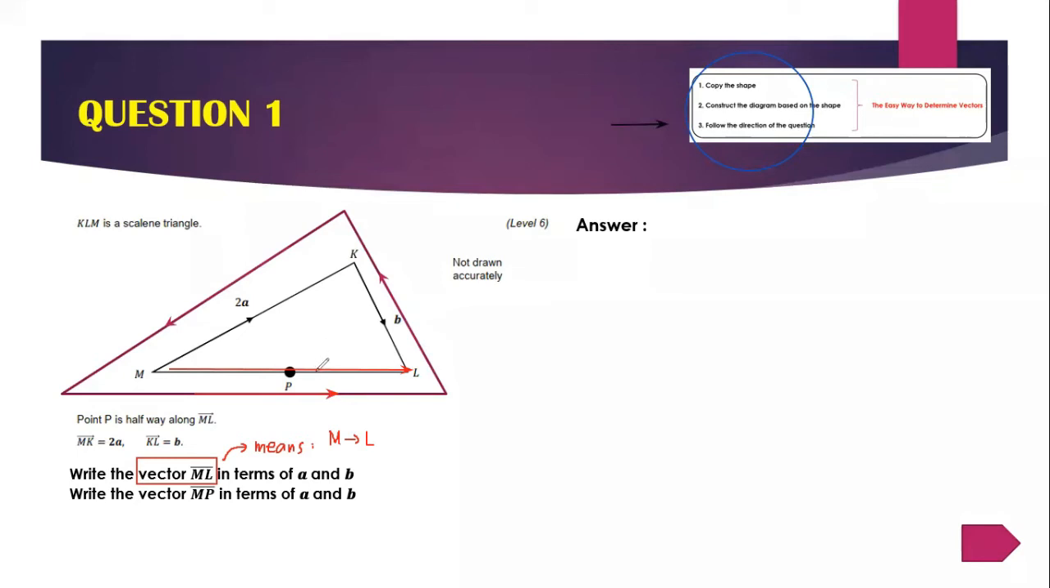Now you're going to check the direction first. Vector ML plus vector LK, plus vector KM, right?